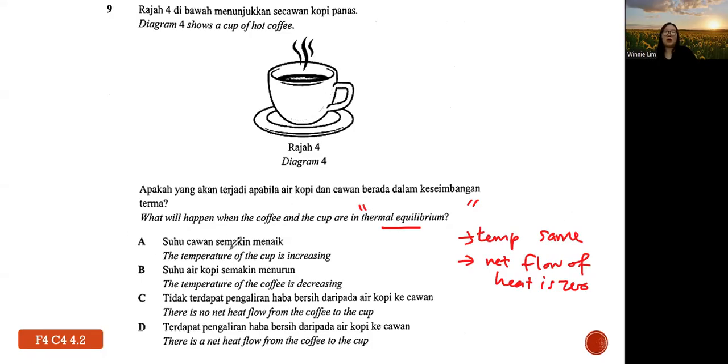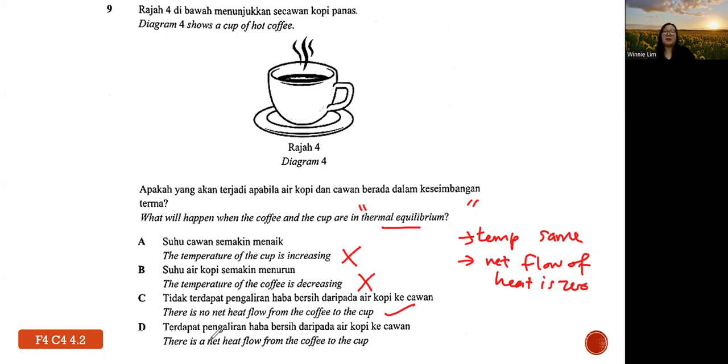So A, the temperature of the cup is increasing. Not correct, but at the end, they must be the same. Decreasing is also not correct. This has not reached thermal equilibrium yet. And there is no net heat flow from the coffee to the cup. Yes, this is the correct idea, or vice versa, there's no net heat flow from the cup to the coffee as well.